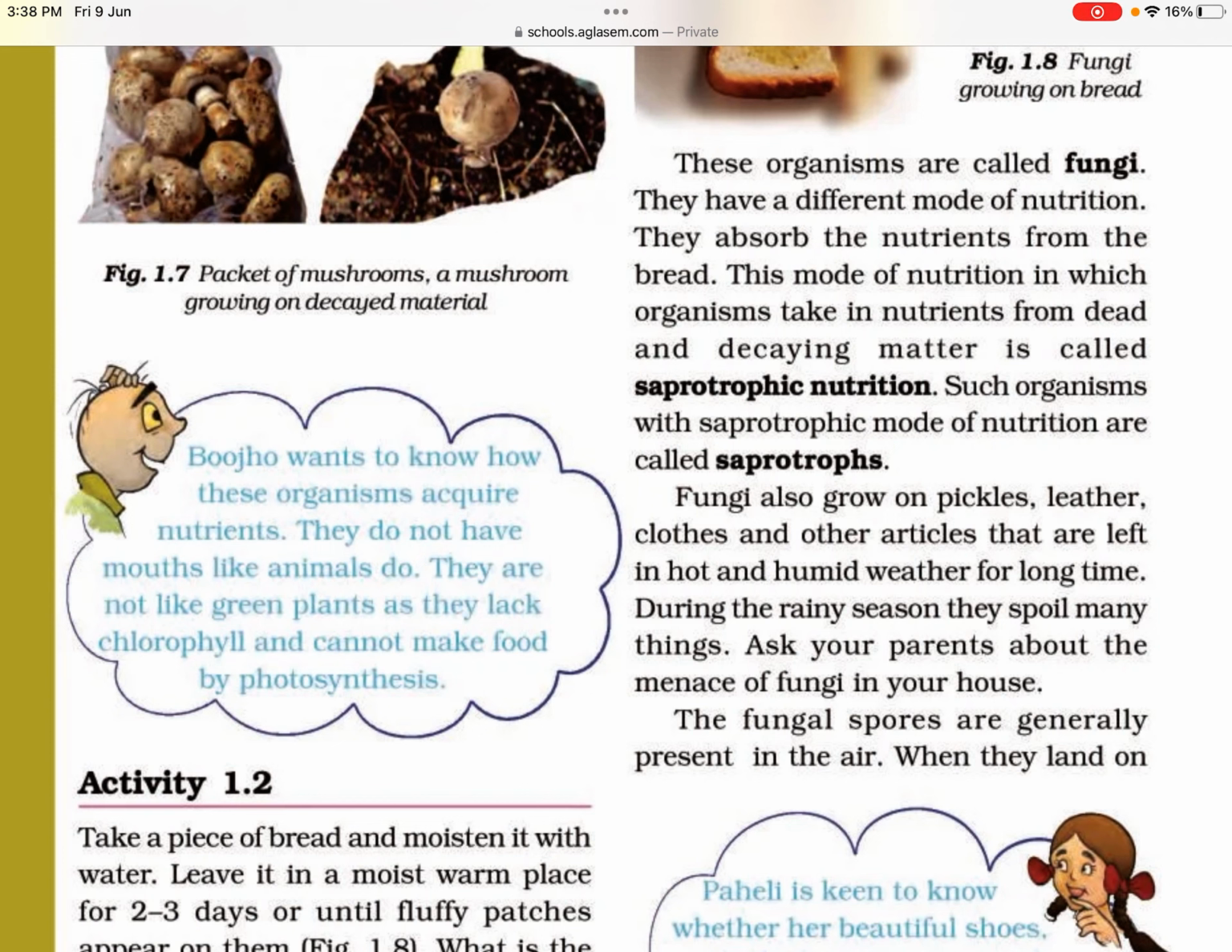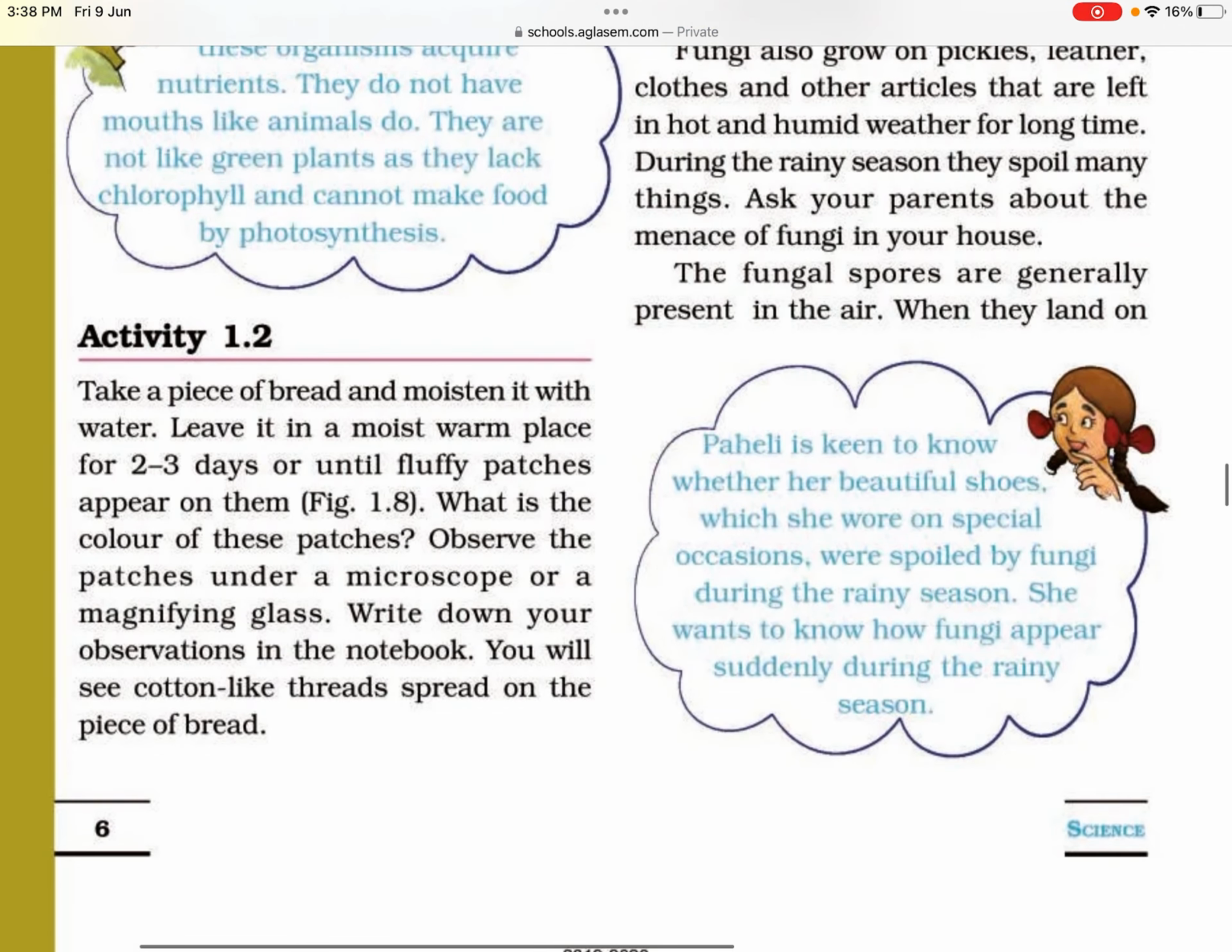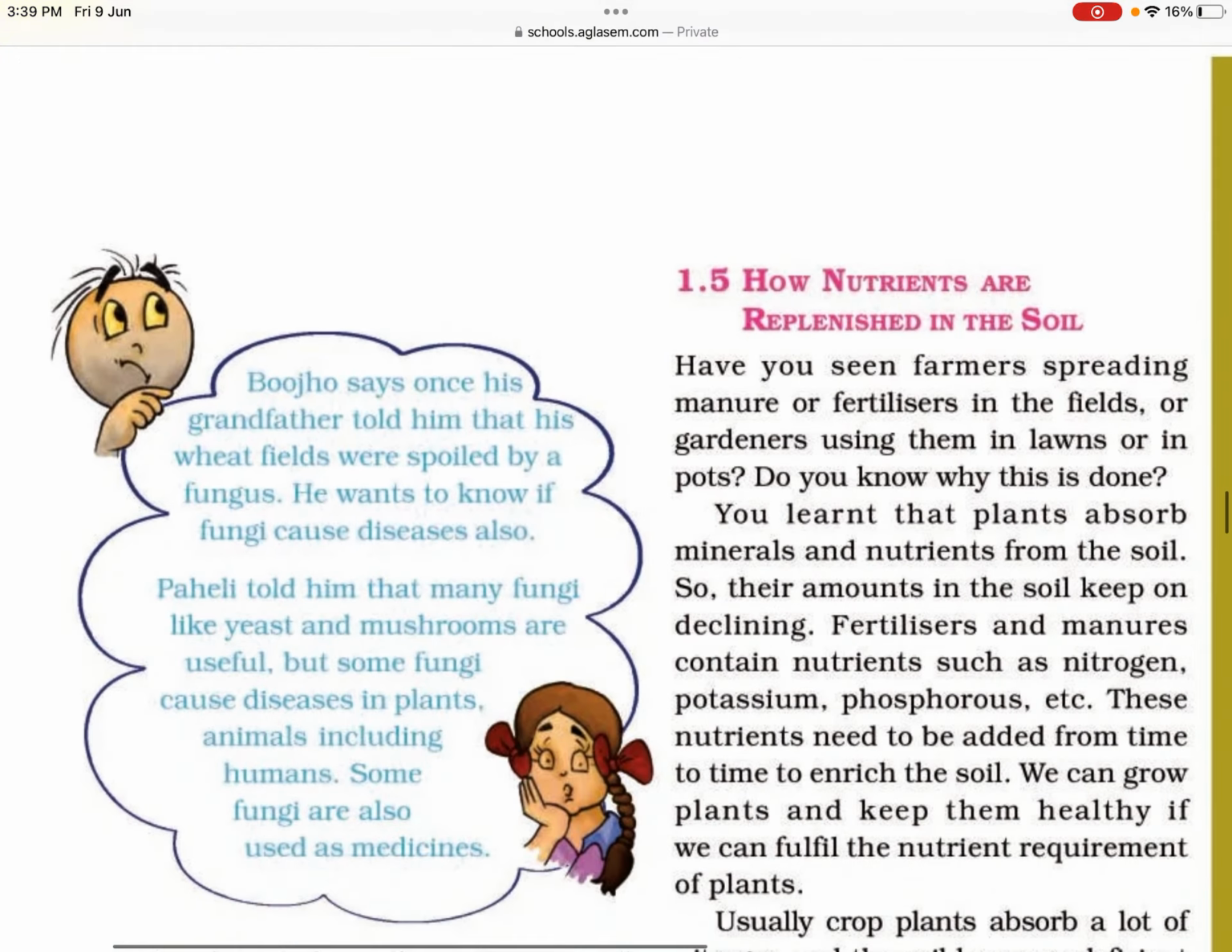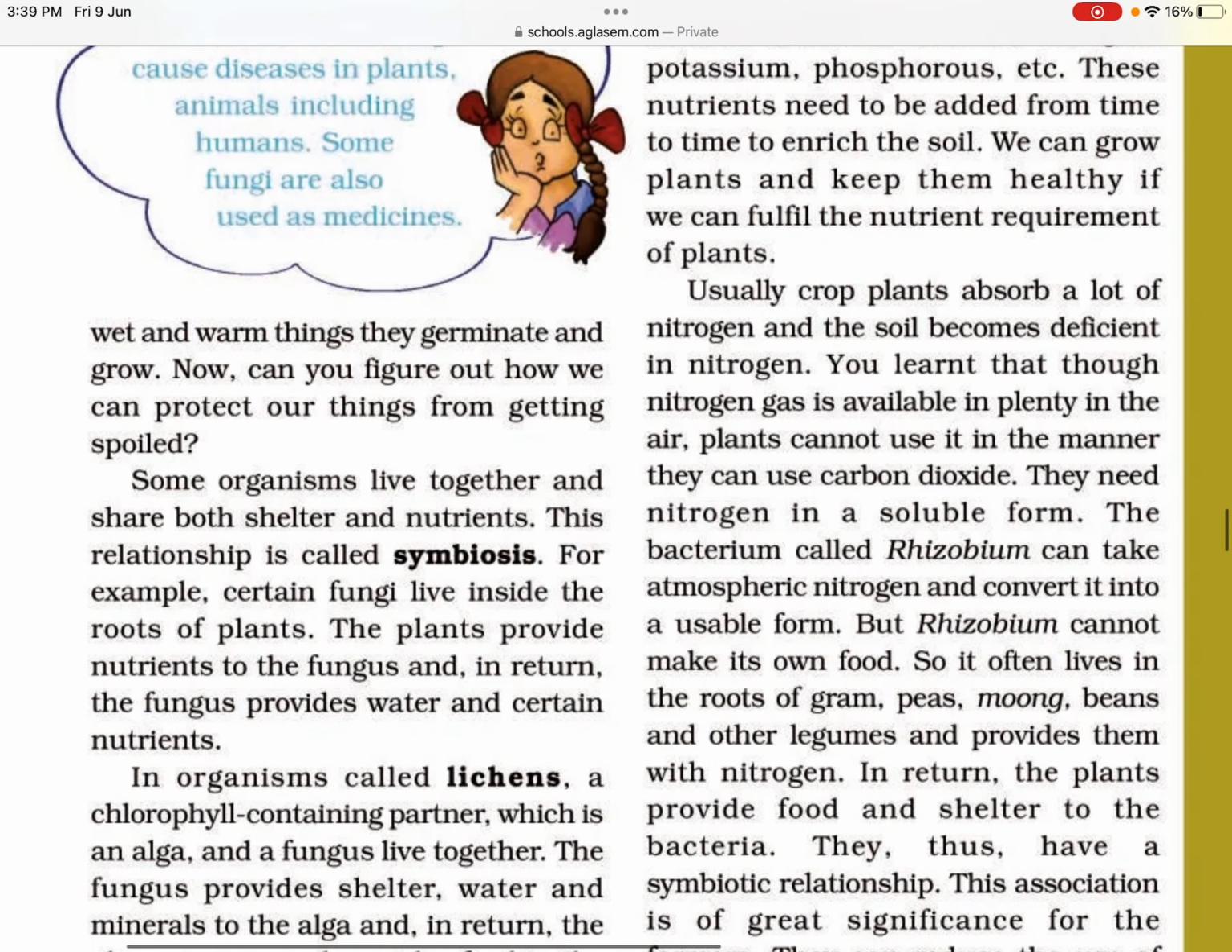Fungi also grow on pickles and leather, clothes and other articles that are left in hot and humid weather for a long time. During the rainy season, they spoil many things. Ask your parents about the fungi in your house. The fungal spores are generally present in the air, and when they land on wet and warm things they germinate and grow. How can you figure out how we can protect our things from getting spoiled? You can answer this question in the comments.